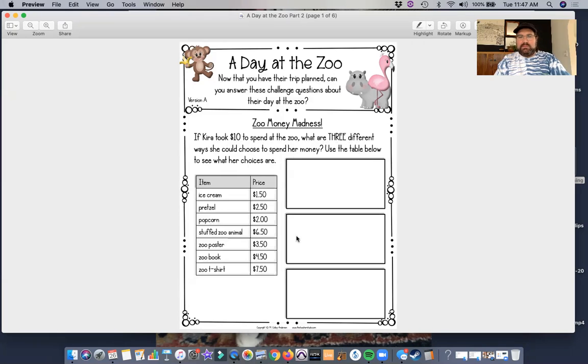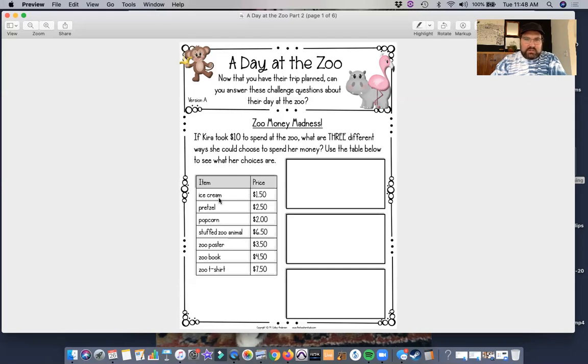Each one of these boxes, remember, is asking us for 3 different ways that we can spend a total of $10. That means no more than $10. You could spend less if you'd like, but let's try to keep it exactly at $10. Make sure to not go over $10, okay? Each one of these represents all the different combinations.